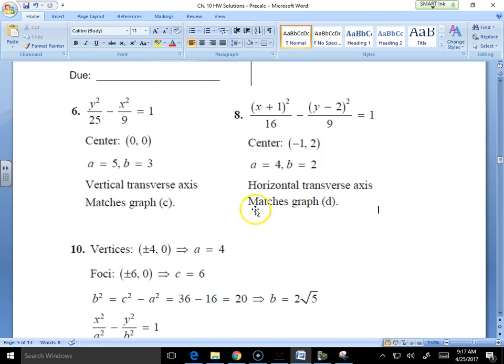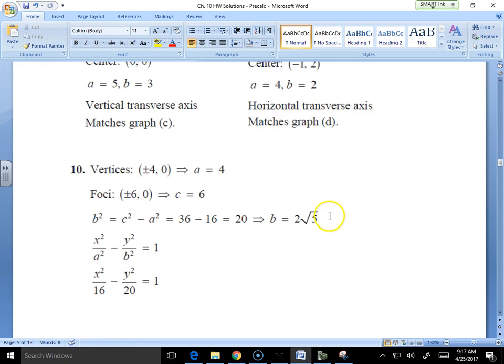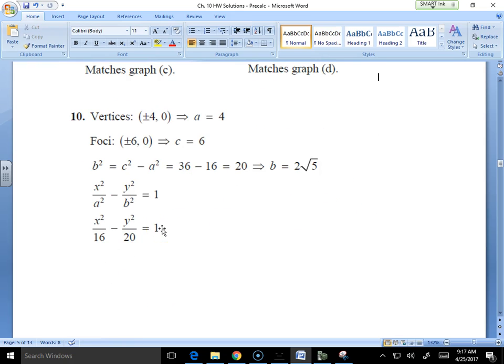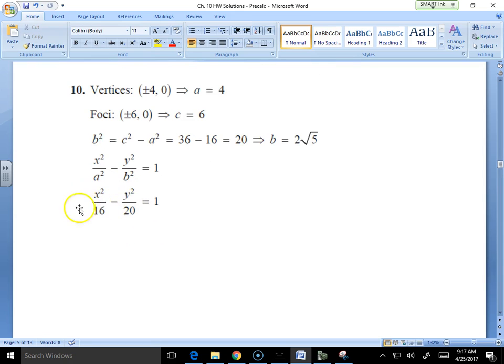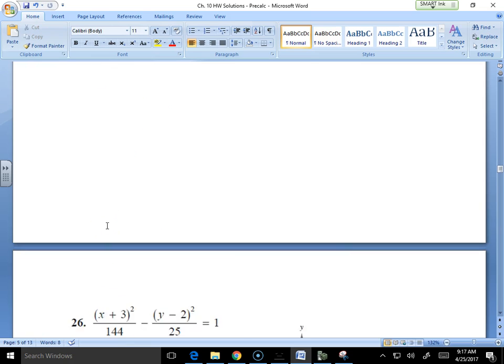6 is C. 8 is D. 10 was not matching, sorry. Number 10 ended up being finally simplified to be x squared over 16 minus y squared over 20 equals 1. My hint, remember one more time, whenever they give you clues at the beginning of a problem, my hint is to graph first. Try to get a feel for what type it is from the graph. And then match it with the standard form and plug in.